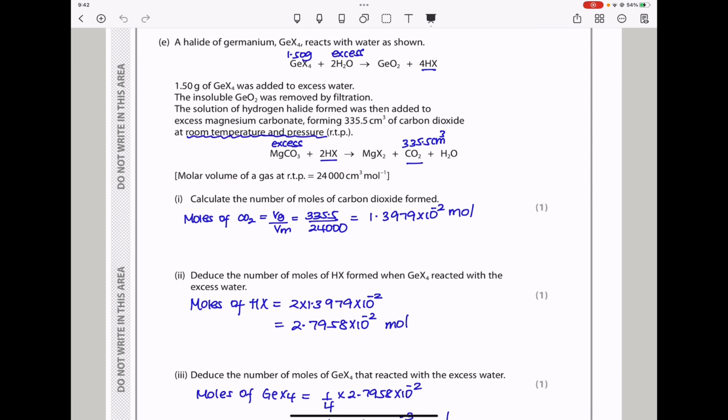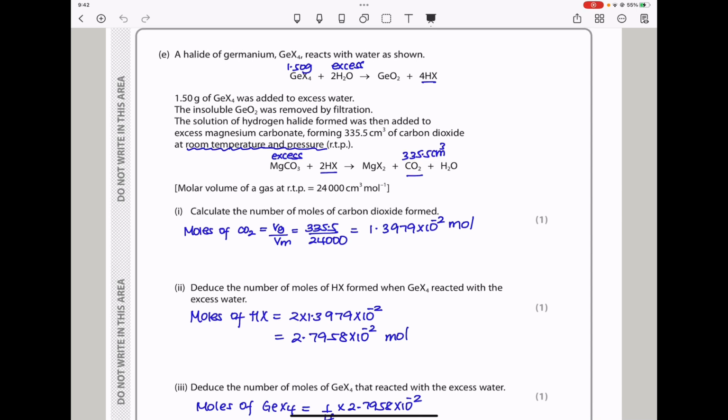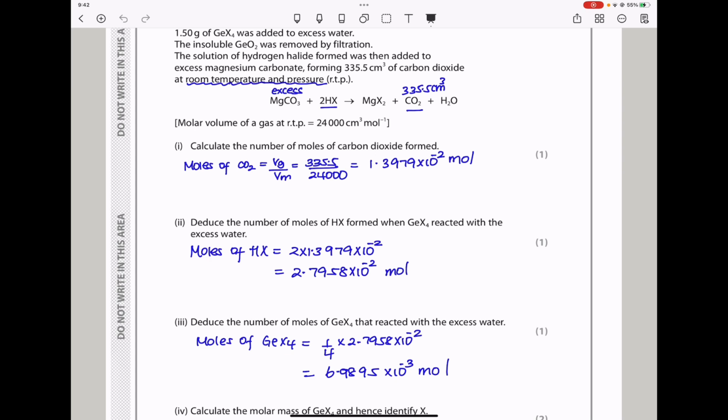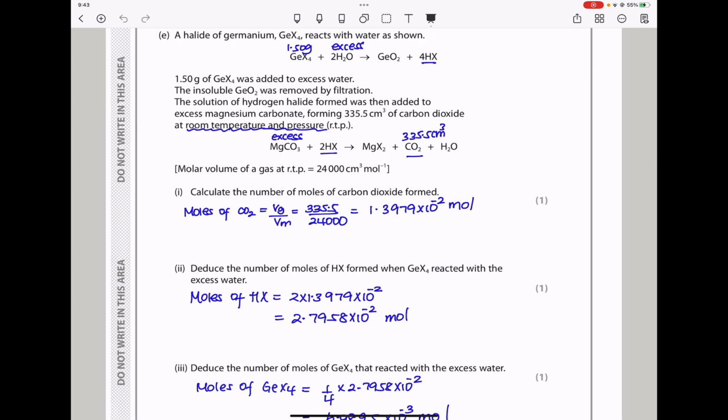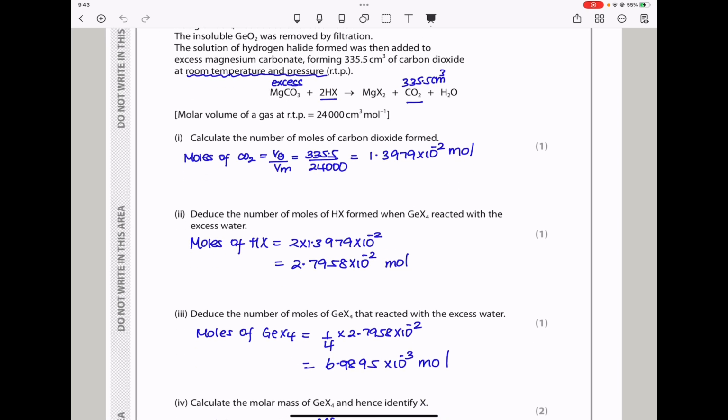So the first question asks, calculate the number of moles of carbon dioxide formed. Number of moles of CO2 formed are going to be volume of gas, which is that, divided by the molar volume, and I got 1.3979 times 10 power negative 2 moles. Then the next question says, deduce the number of moles of HX formed when this compound reacted with excess water. So I used the mole ratio, which is 1 to 2, meaning the number of moles of HX are going to be twice the number of moles of CO2, which is that times that, and it gave me 2.7958 times 10 power negative 2 moles.